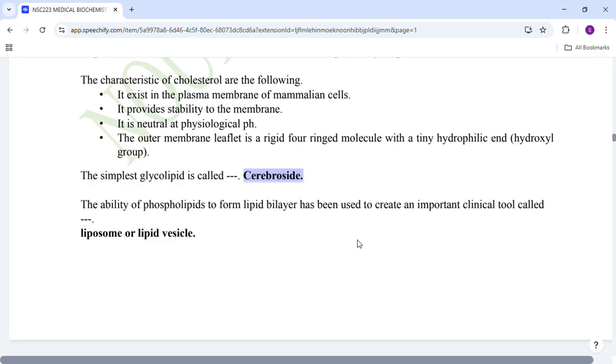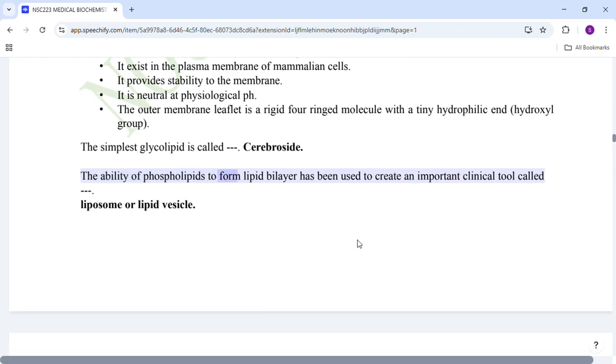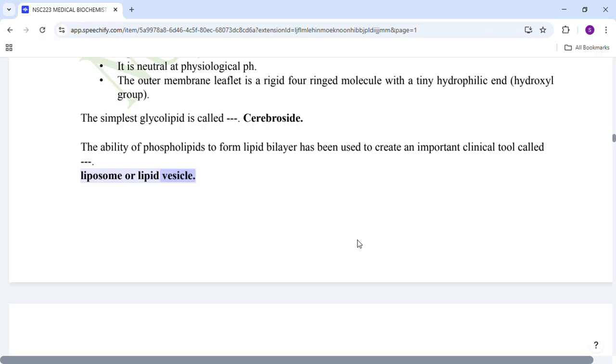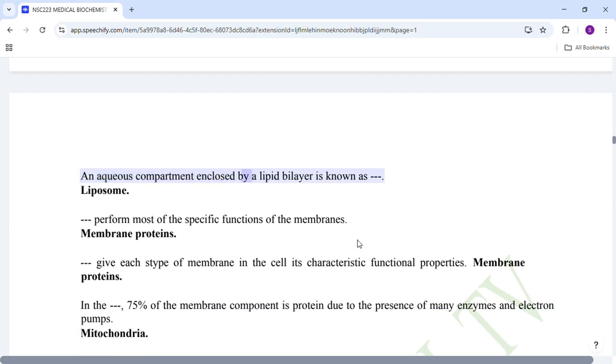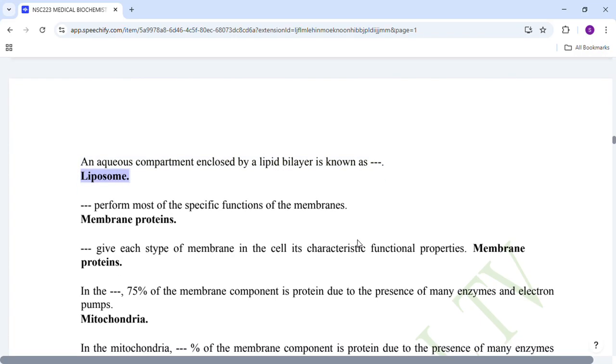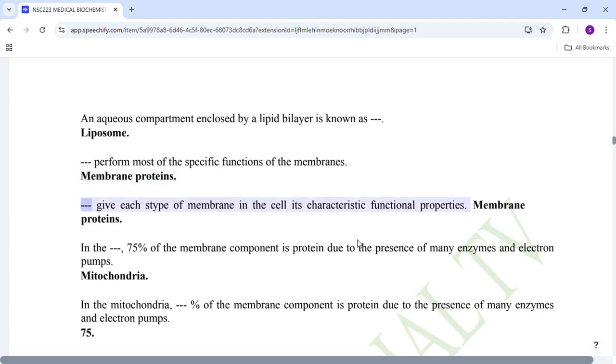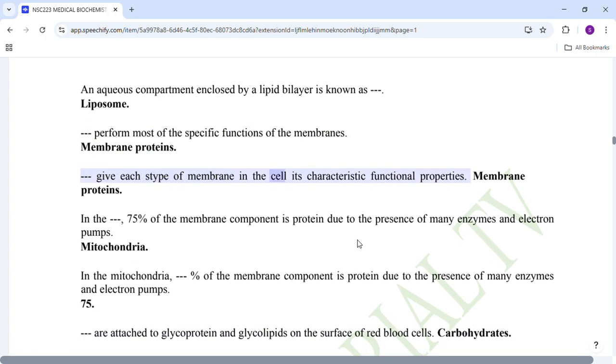The ability of phospholipids to form lipid bilayers has been used to create an important clinical tool called a liposome or lipid vesicle. An aqueous compartment enclosed by a lipid bilayer is known as a liposome. Membrane proteins perform most of the specific functions of the membranes and give each type of membrane in the cell its characteristic functional properties.